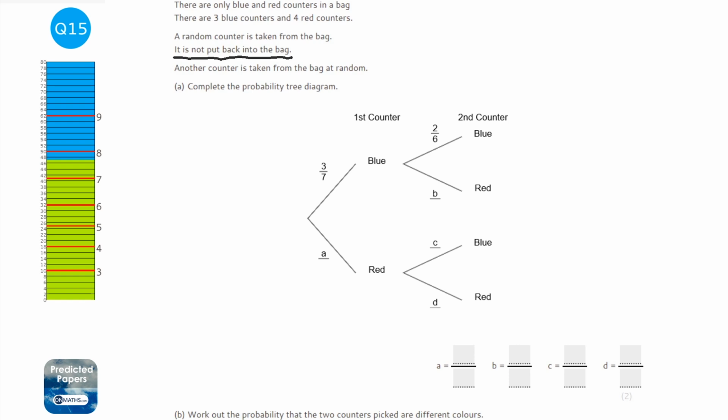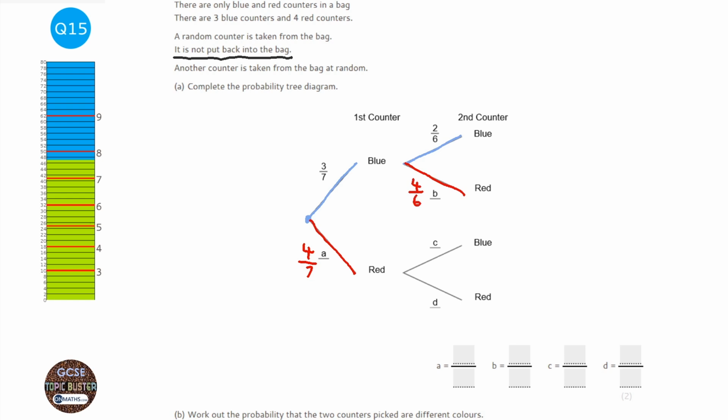The way probability trees work is you start on the left hand side and you have an option. You can either go up if you pick blue or down if you pick red. Because you have to pick one of the options, the two options have to add up to 1. So if blue is 3 over 7, the bottom one must be 4 over 7, because then it adds up to 7 over 7, which is 1. Now, if we picked a blue on our first counter, the probability of us picking a blue again is 2 over 6. So therefore, the probability of us picking a red will be 4 over 6.